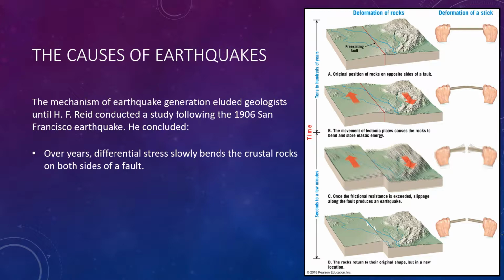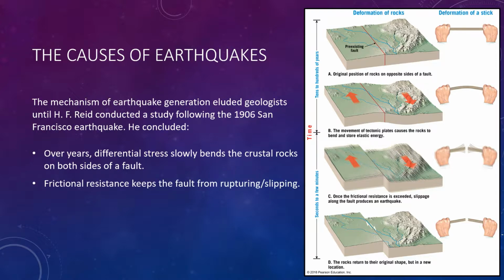What Reid concluded from his investigation is illustrated in the figure on the right and will be discussed with the bullet points on the left. Over tens to hundreds of years, differential stress slowly bends the crustal rock on both sides of a fault. This is much like a person bending a limber wooden stick, as shown in figures A and B.